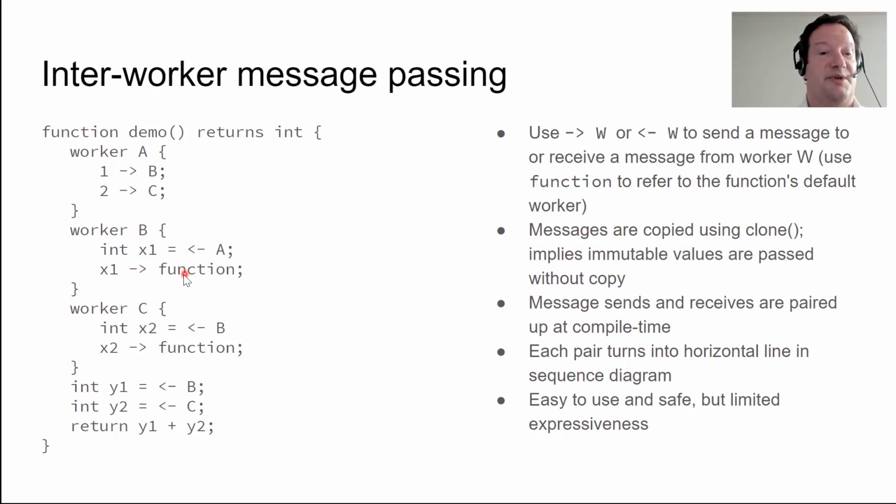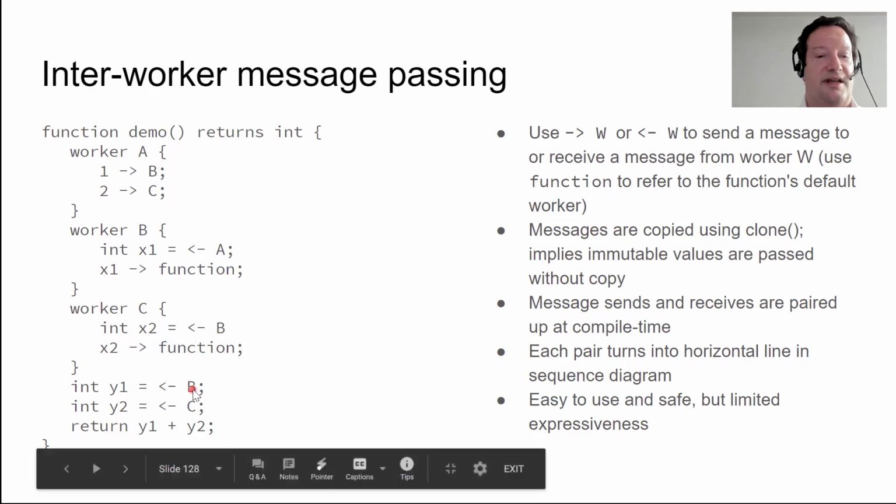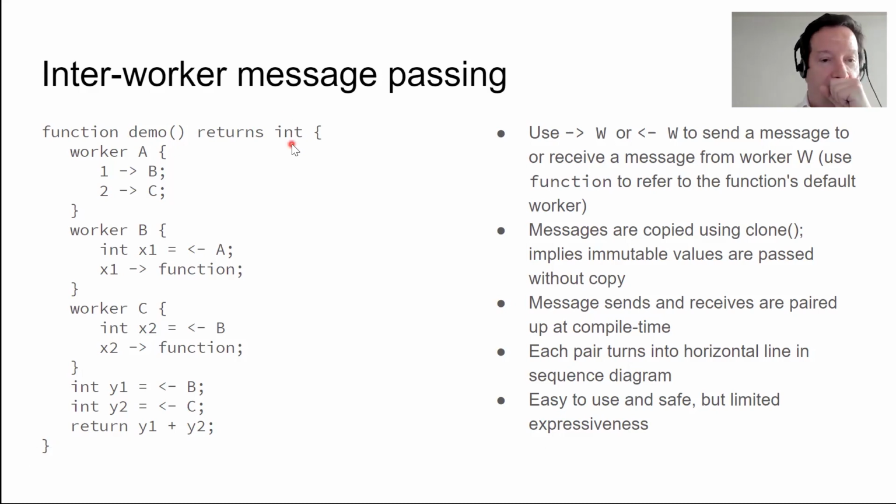Then we use function to refer to the function's worker. So we're receiving an int from A and sending it to the function's worker. We're receiving an int from B and sending it to the function's worker. And then here we're receiving something from B, and something from C, adding them together and returning it from the function. Ideally I would have a little picture here, but it doesn't quite work at the moment. At one point you could actually see a picture of this, and it will work again very soon.